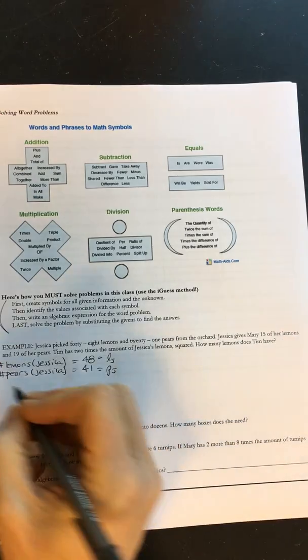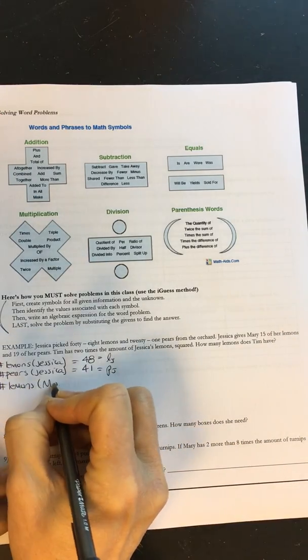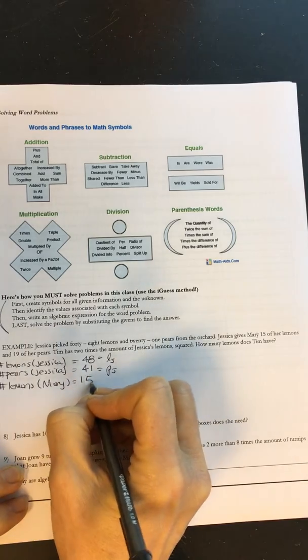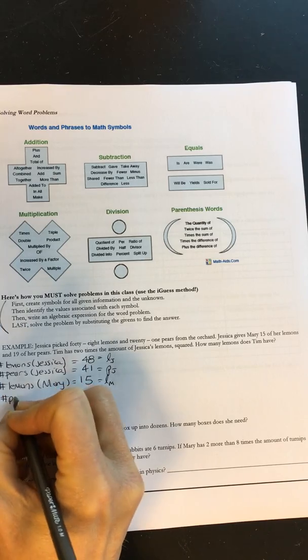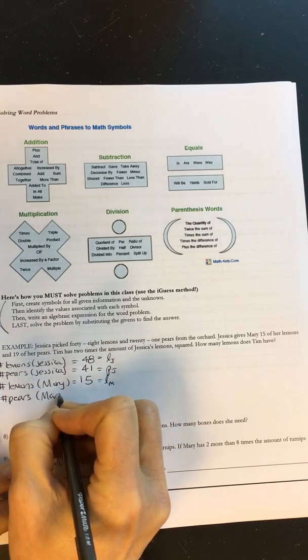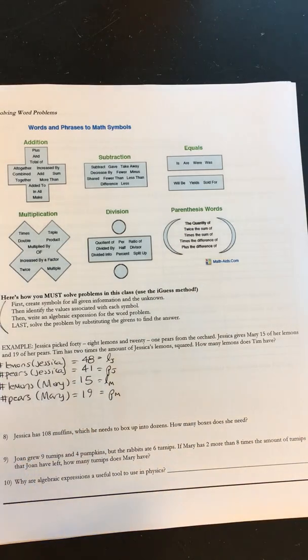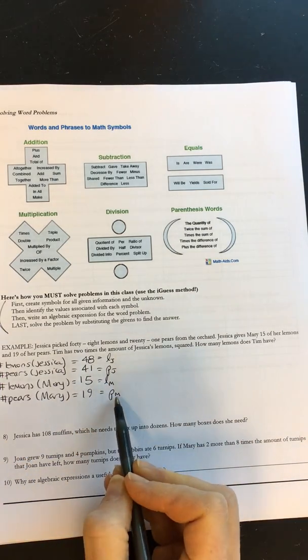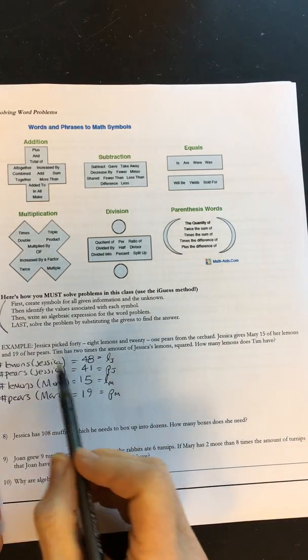Jessica gives Mary 15 of her lemons. So the number of lemons for Mary is 15. So that's lemons for Mary. And the number of pears for Mary is 19. So that's P for Mary. So you're making up symbols that are descriptive, so you'll remember them for each one. These are not like official symbols, but it'll help.